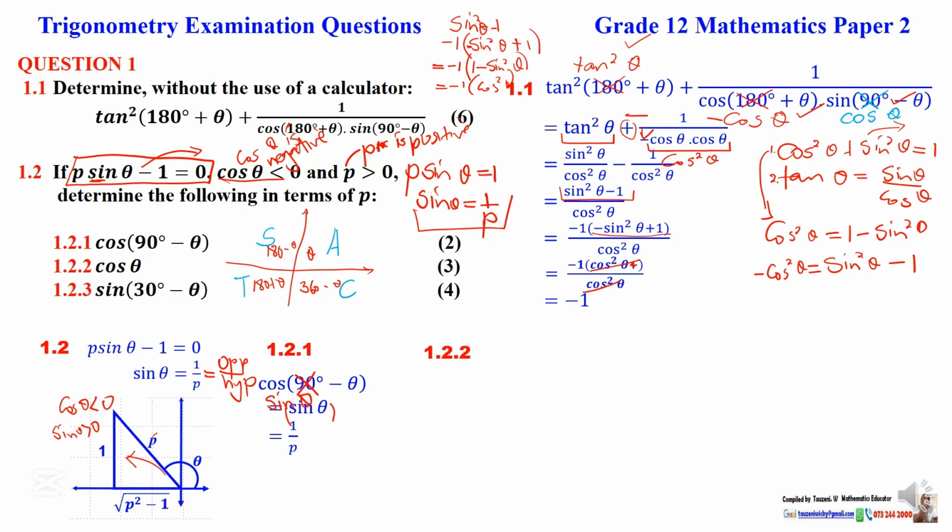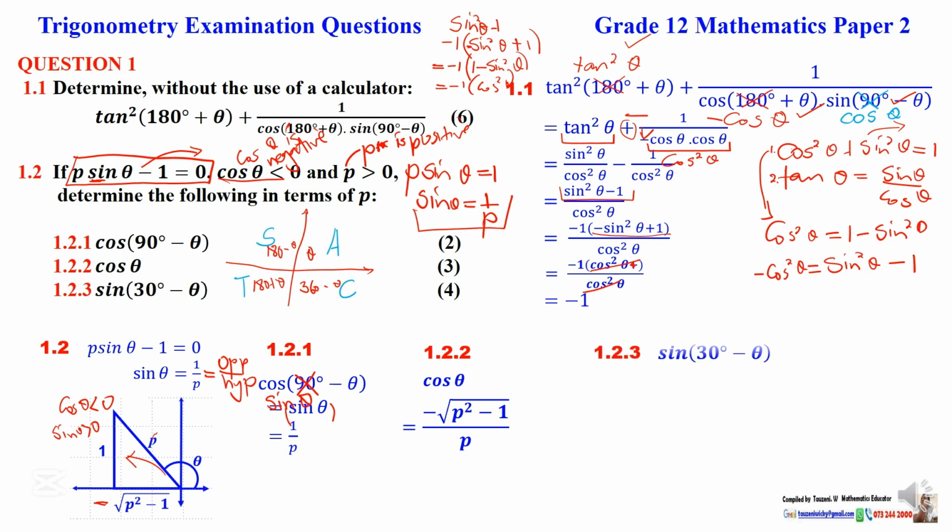Number 1.2.2, we need the value of cos theta. There is no ritual for this one. Cos is equal to adjacent divided by the hypotenuse. So in our triangle, the adjacent is the root of p squared minus 1, over p. And look, I have a negative here because this line is on the negative side of the x-axis. So this is negative root of p squared minus 1, divided by p. That is the cos of theta you read from your diagram.